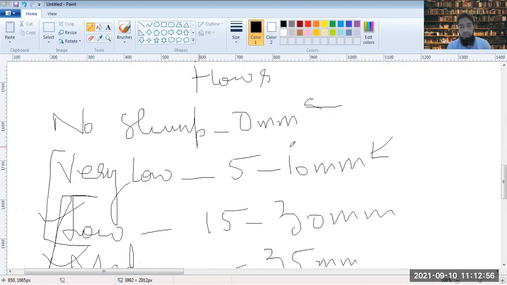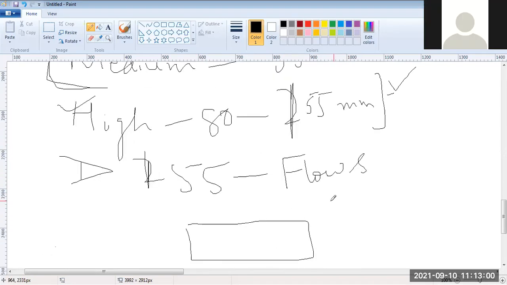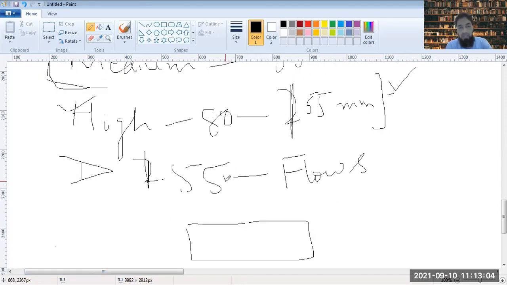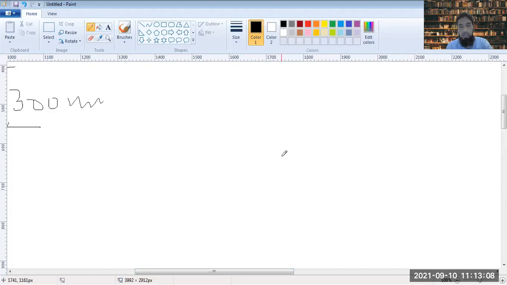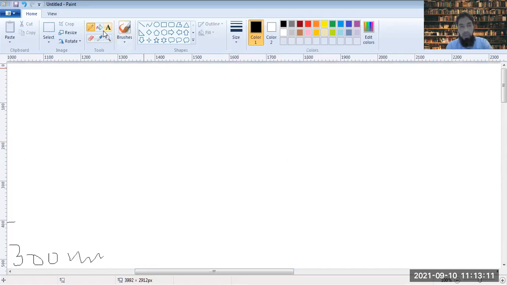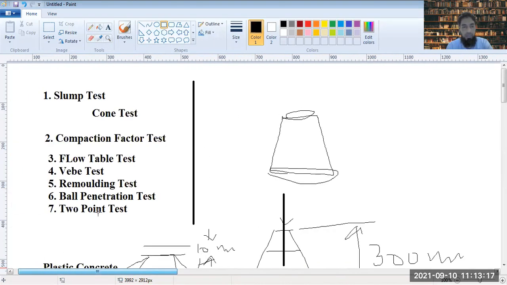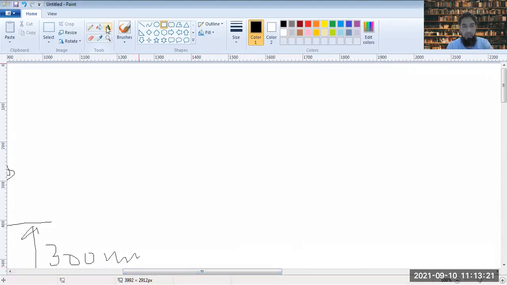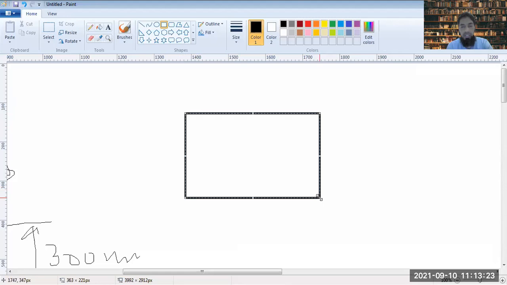And these are the slump values: 0 mm, 5 to 10 mm, 15 to 30, 35. So these are the ranges. Now, above 155 mm of slump, it's a flowing concrete. So there you cannot perform this test. There we have a table, which I told you about, the flow table test. In the flow table test, you have a table.